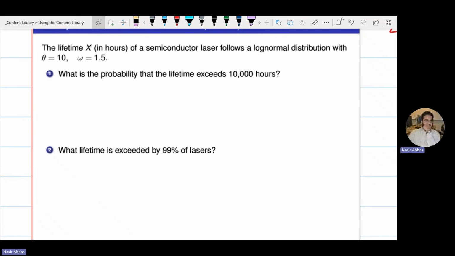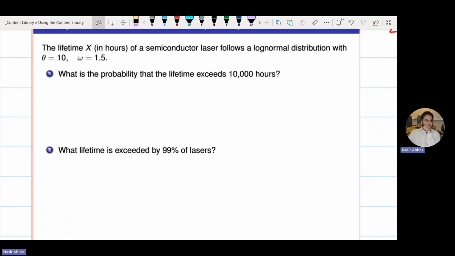Read the question. The question says that the lifetime in hours of a semiconductor laser follows a log normal distribution. Again, there will be no question in exam where you will be asked to guess what is the distribution, if it is log normal or not. A question from the log normal will mention that X follows a log normal distribution with theta equals 10 and omega equals 1.5. This is an easy version of the question where we directly give you theta and omega.